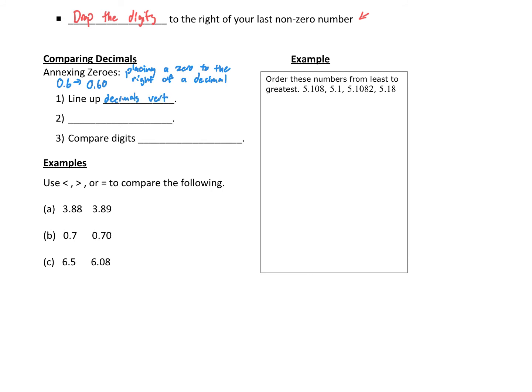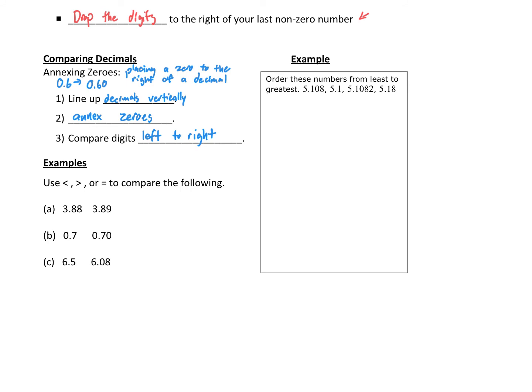We've been in the habit of lining up the commas, the periods. Decimals make it even easier. Then we can annex zeros as necessary. You don't always have to annex zeros. A lot of times you can. Then we're going to compare digits left to right, just like we did with whole numbers.